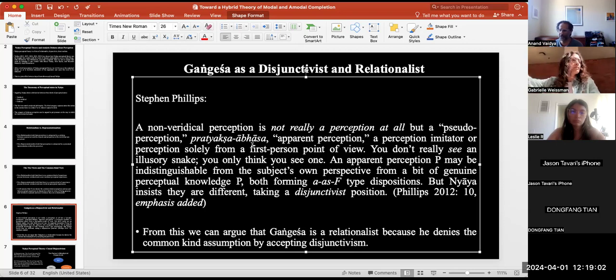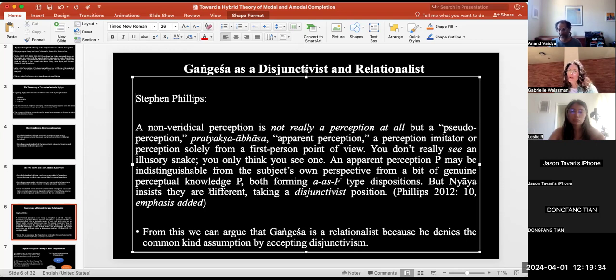Okay, because of the assumption I just made, we can argue that Gangesha is a relationalist because he denies the common kind assumption by accepting disjunctivism. I made that earlier assumption so that I could now set up putting Gangesha in the relationalist camp, which I think, even though I'm not giving you textual evidence for this, is a pretty safe assumption to make: that he's a relationalist, a disjunctivist, and a form of direct realist or naive realist.